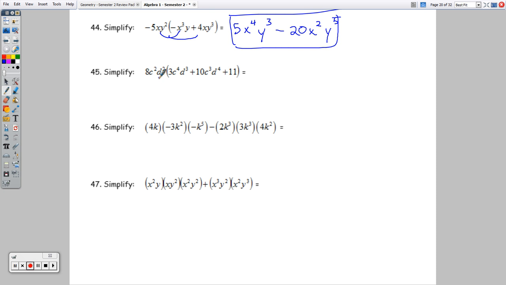For 45, we are going to distribute this through here. We have 8 times 3, 24. c squared times c to the 4th is c to the 6th. d squared times d to the 3rd is d to the 5th. And do the same thing, same approach here. That'd be 80. That would be c to the 5th. And that'd be d to the 6th. And then 11 times 8, that's 88. There's no variables here, so it's just c squared, d squared after that.